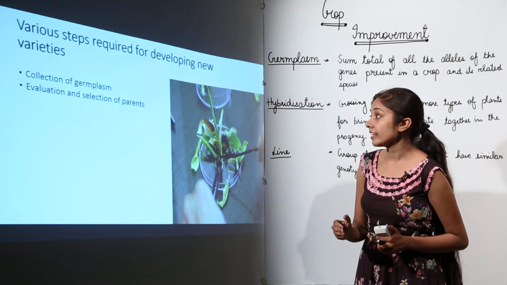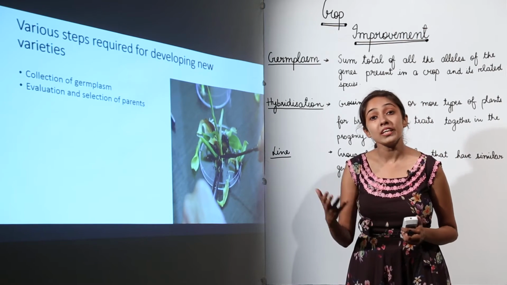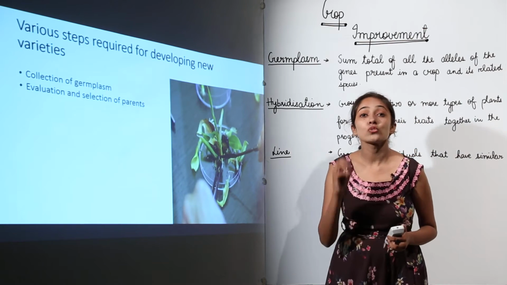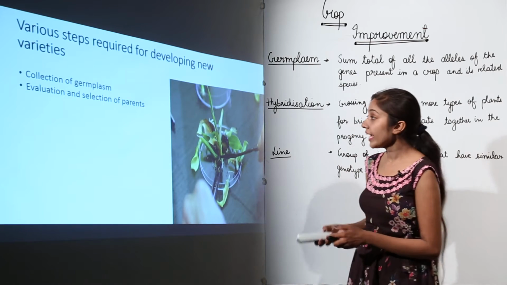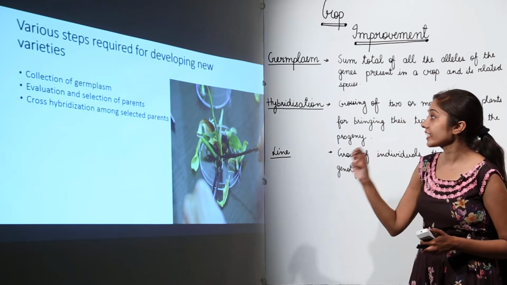The type of parents you select for plant breeding programs will determine the result. So you need to remember that the parents you select should have the desired traits that you want in the progeny. Next, we have cross hybridization among selected parents.